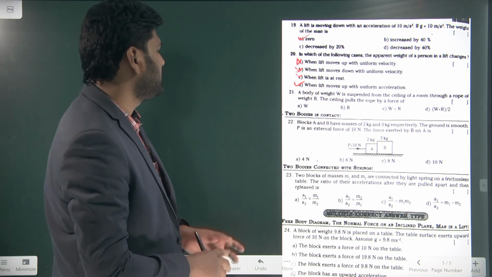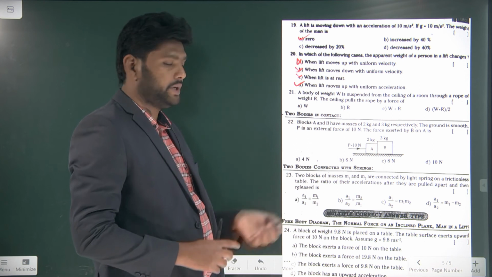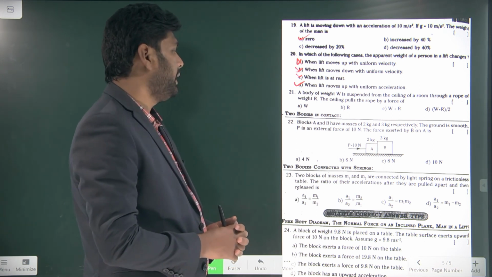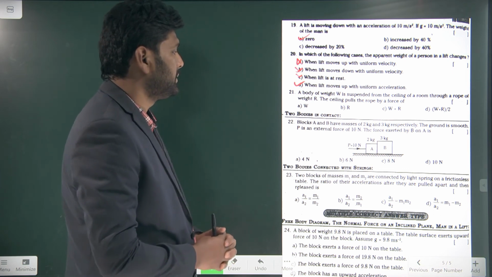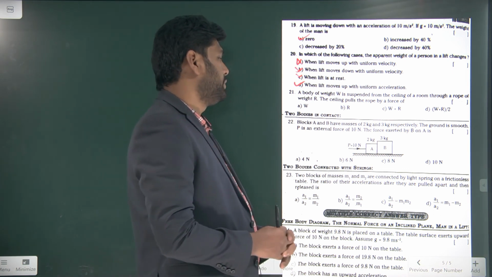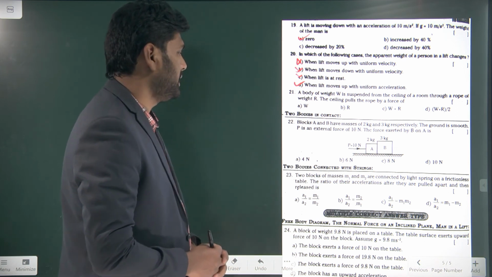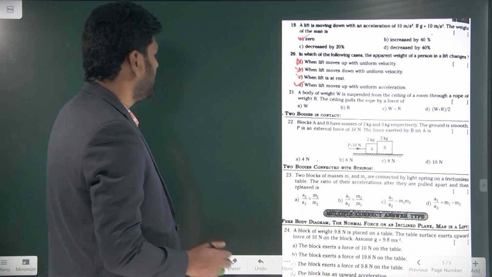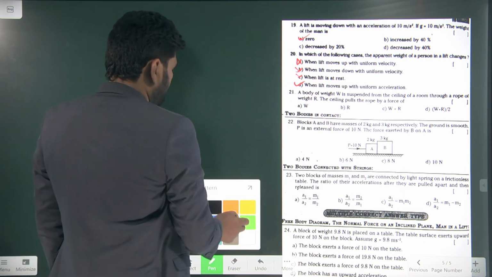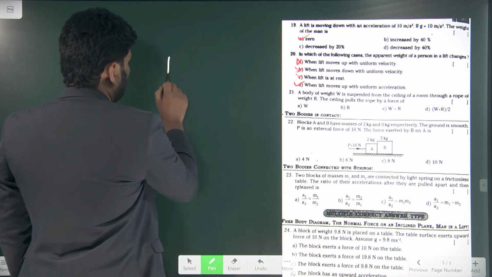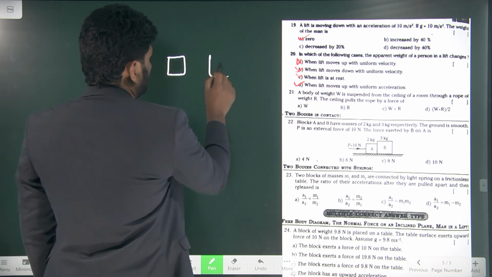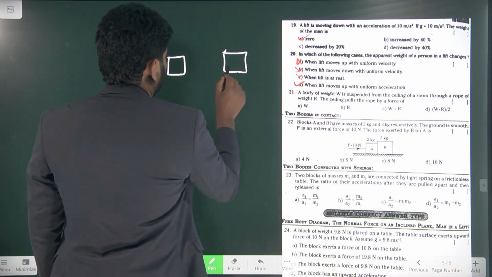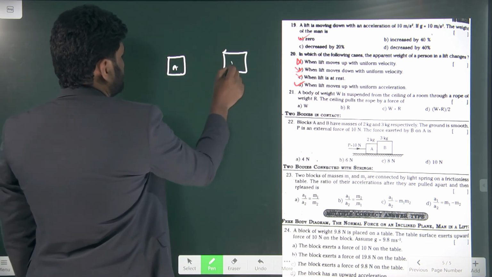Okay. Now let's take this 22nd question. Blocks A and B have 2 kg and 3 kg respectively. The ground is smooth. P is the external force 10 Newton. The force exerted by B on A. Look here. To know that, you are supposed to draw the free body diagram of both blocks. So these two are the blocks here. One block is A, one block is B.